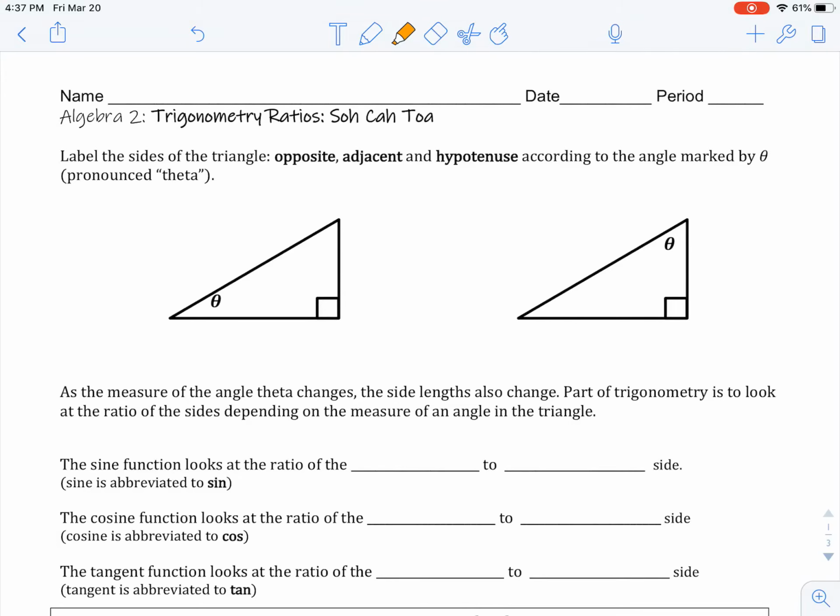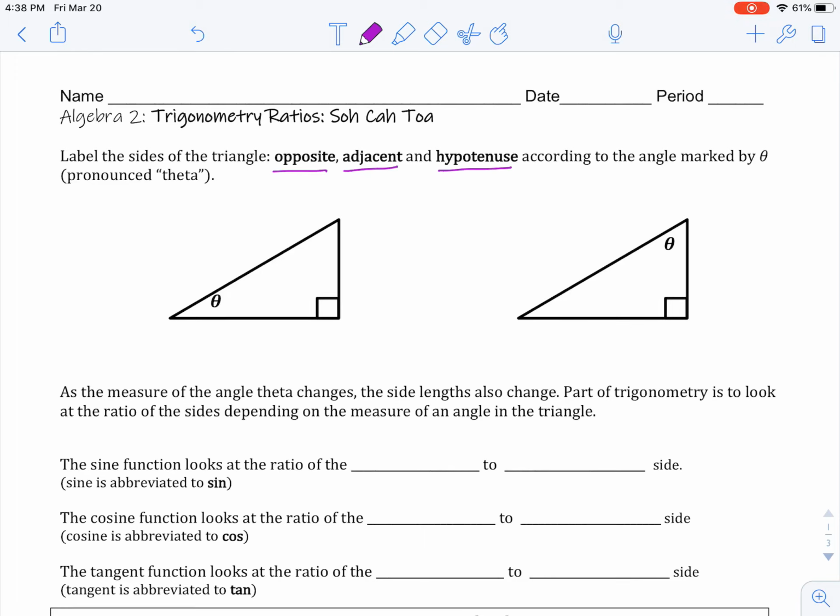Hey Los Altos Algebra 2 students, we are going to review trigonometry ratios, sine, cosine, and tangent. But first let's review how to label the opposite side, adjacent side, and the hypotenuse of a right triangle.